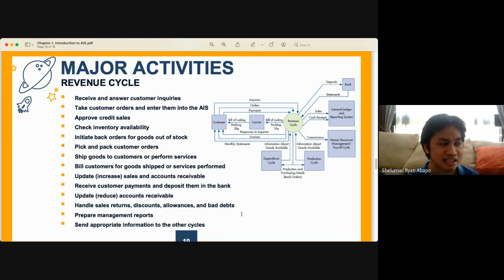The sales order is entered basically, class, if you check the diagram, after checking the credit standing of your customer.